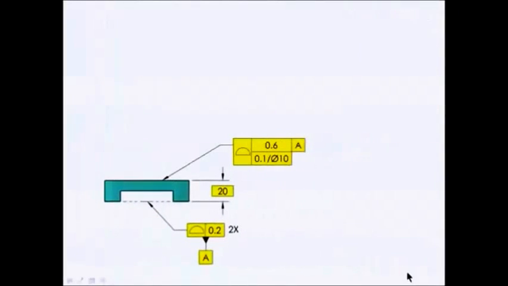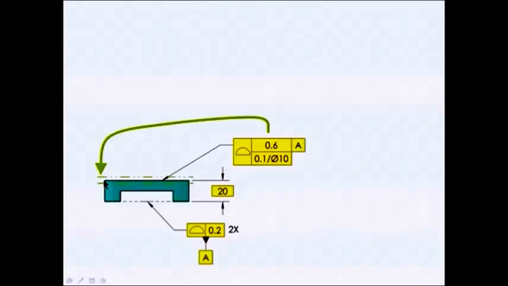This month's tip is about a really cool addition to the 2009 standard. Past standards have shown using unit basis control on straightness and flatness. The 2009 revision points out that we can also use unit control on profile. On this part, the 0.6 profile relative to the datum plane established by datum feature A is locating that surface.